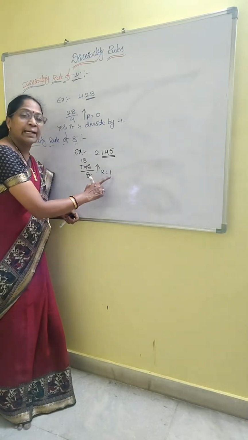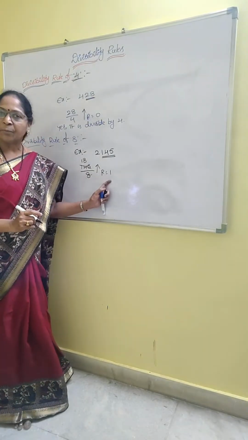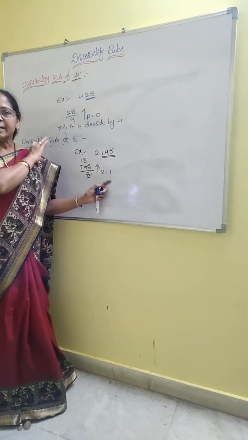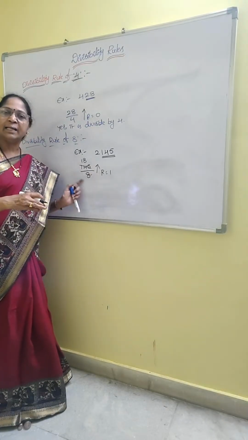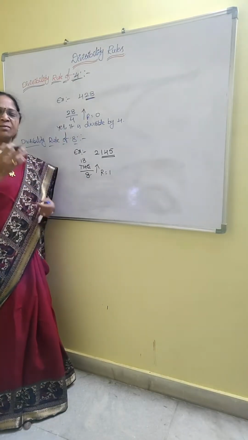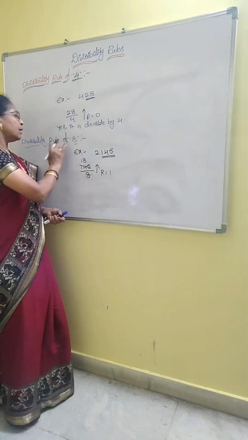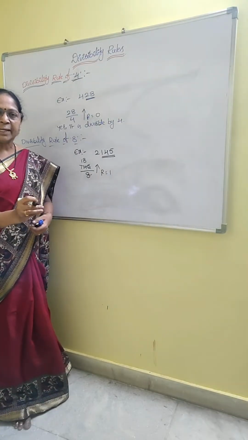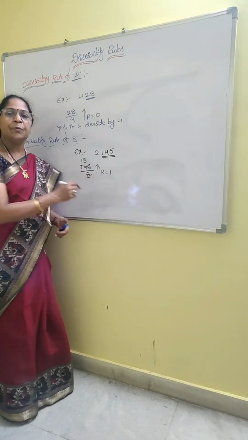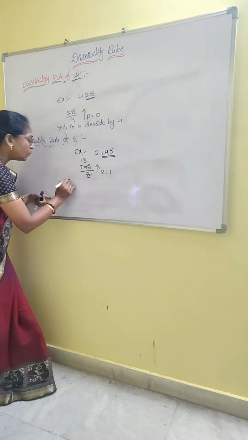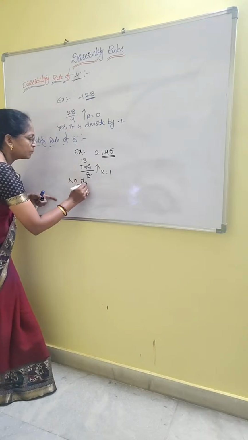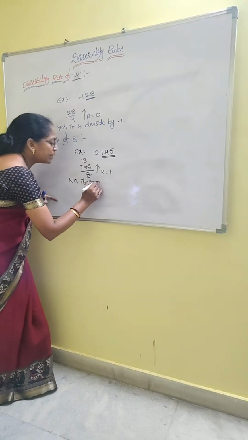Whenever you get any remainder other than 0, that means the given number is not exactly divisible by that number. Here we are discussing the divisibility rule of 8. So the given number is not exactly divisible by 8. Why? Because here we are getting the remainder 1. So no, the given number is not exactly divisible by 8.